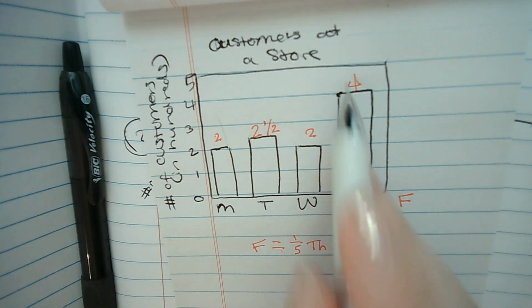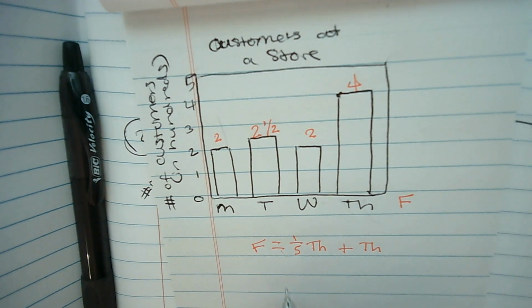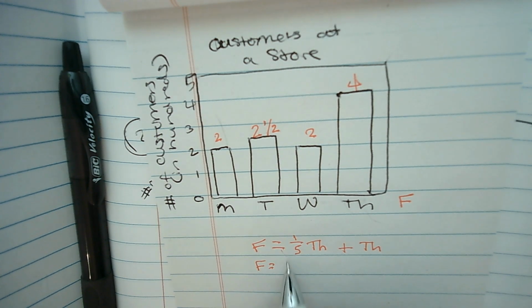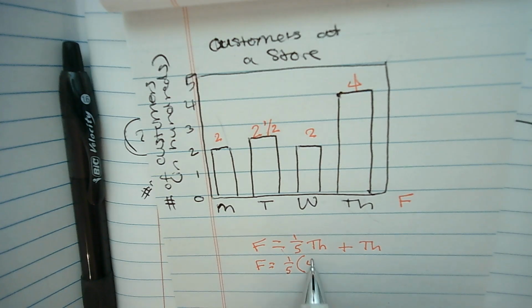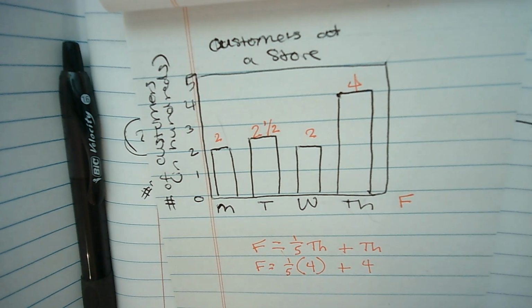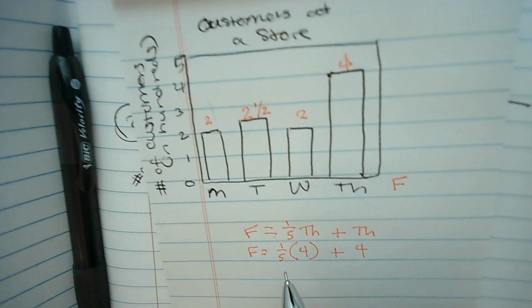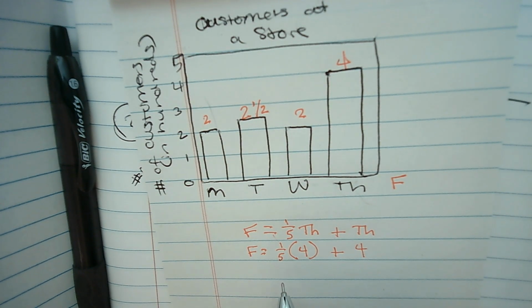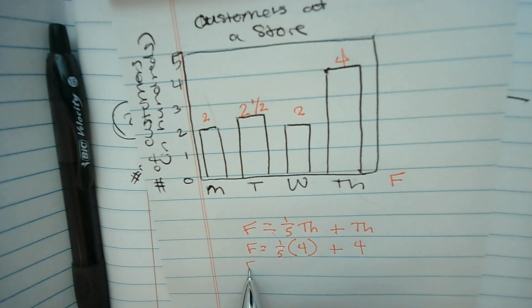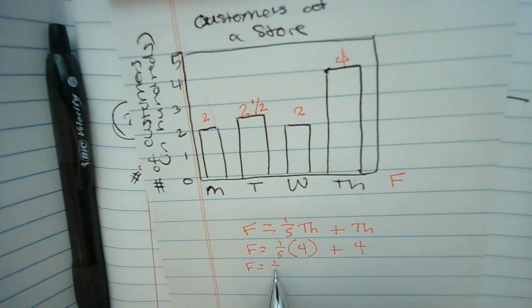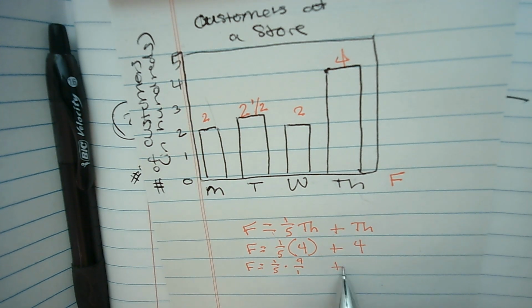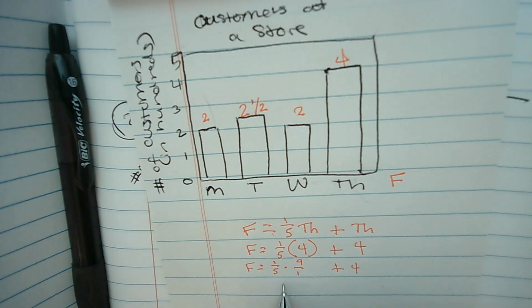So I'm now just going to substitute in that 4 where I see Thursday, right? So Friday will equal 1/5 of 4 plus 4. Now to do this, you've got lots of different ways. You either know it, or you can do this: 1/5 times 4, make this a fraction by putting it over 1, and then we just multiply across. And then don't forget your plus 4. 1 times 4 is 4. 5 times 1 is 5.